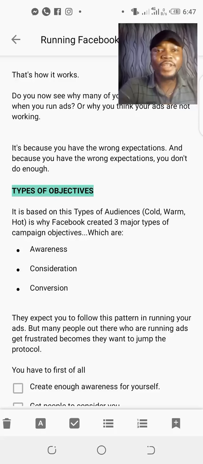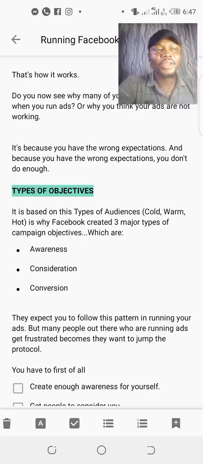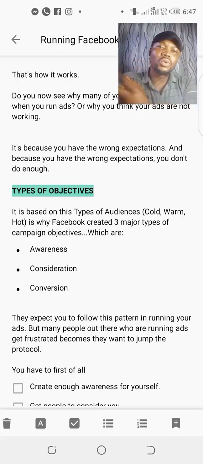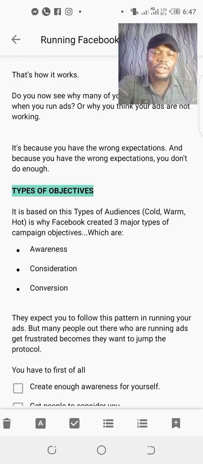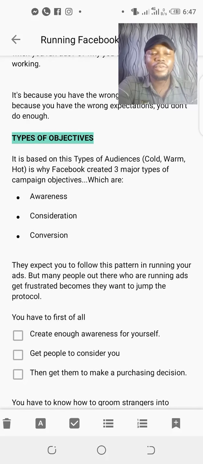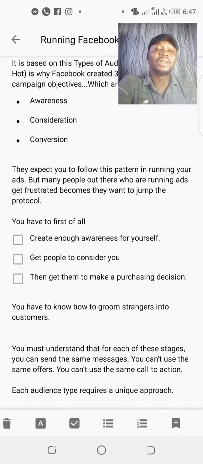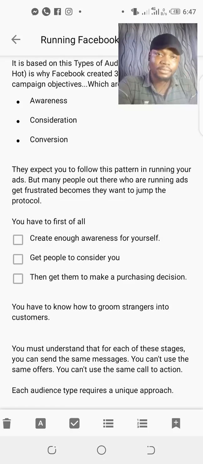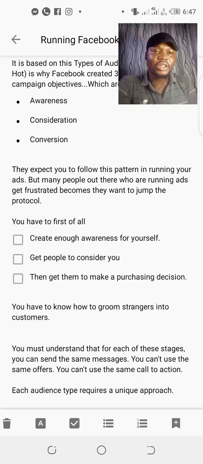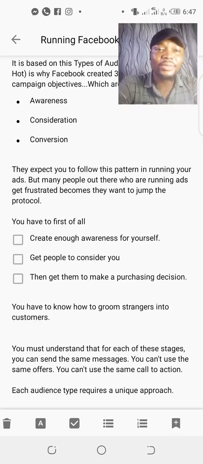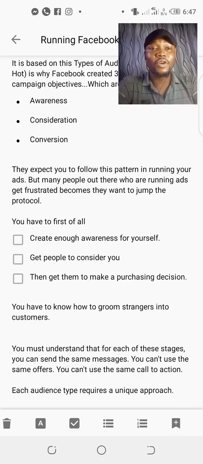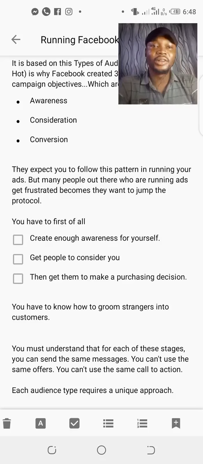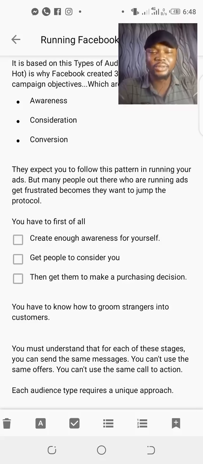This model that Facebook put out there was created after this cold, warm, hot model. They expect you to follow the pattern in running your ads, but many people out there who are running ads get frustrated because they want to jump the protocol. They want to jump the queue. Instead of first running ads for reach, they are running ads for conversion. Straight up, you just want to sell. You want to sell as fast as possible.